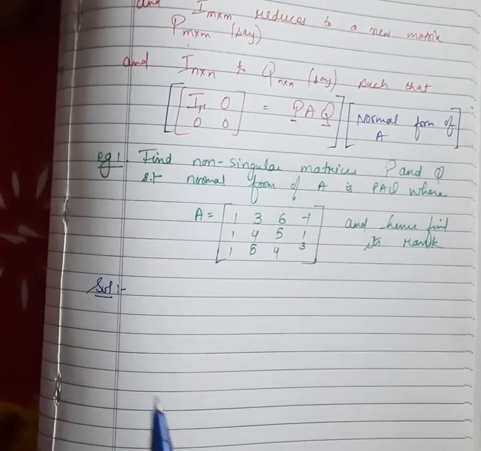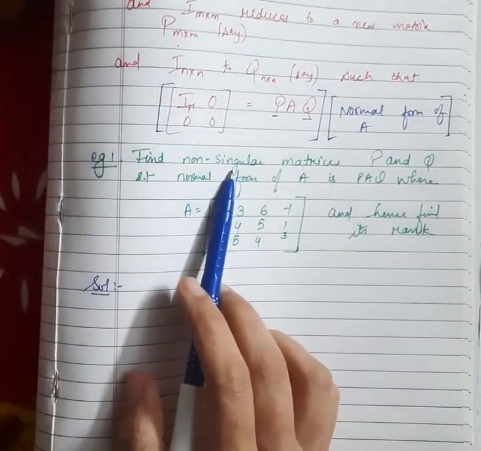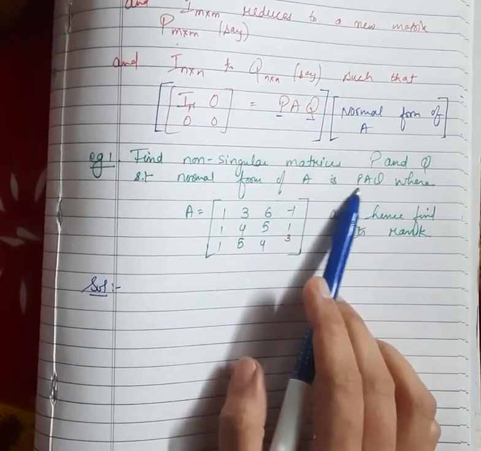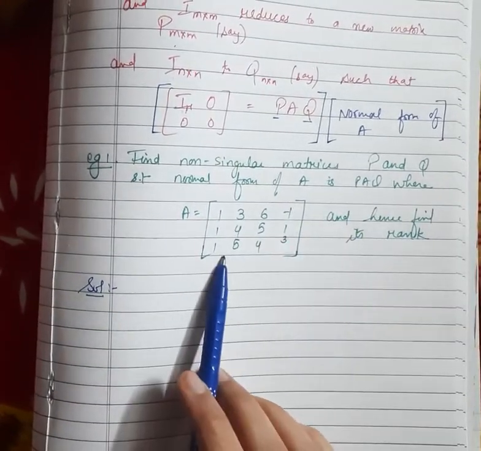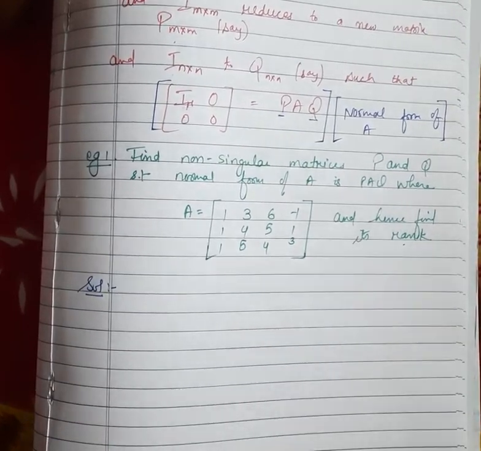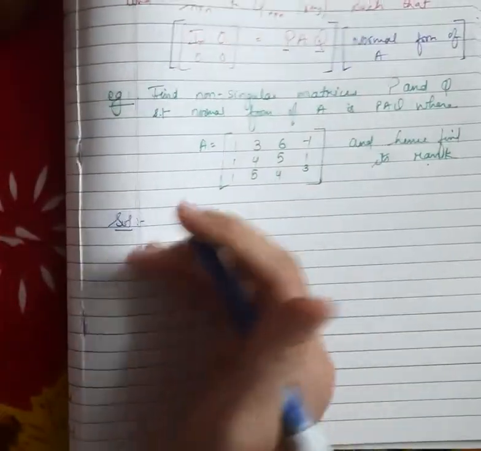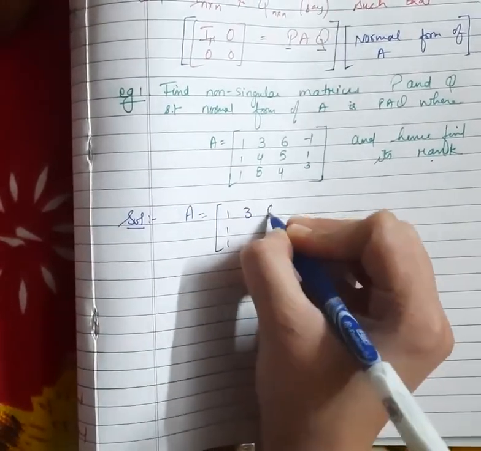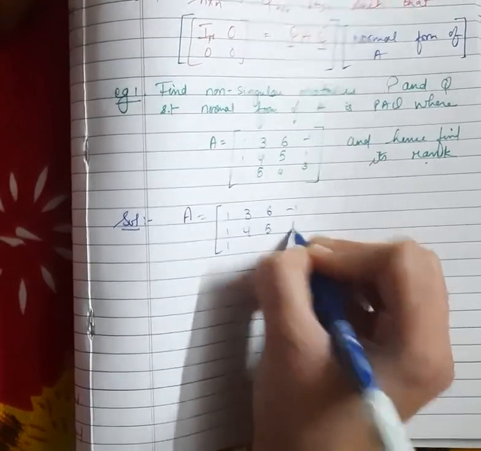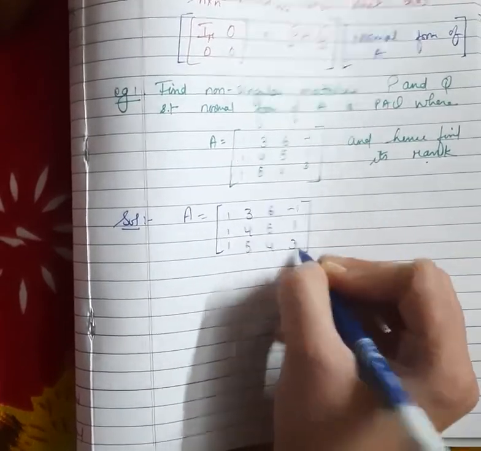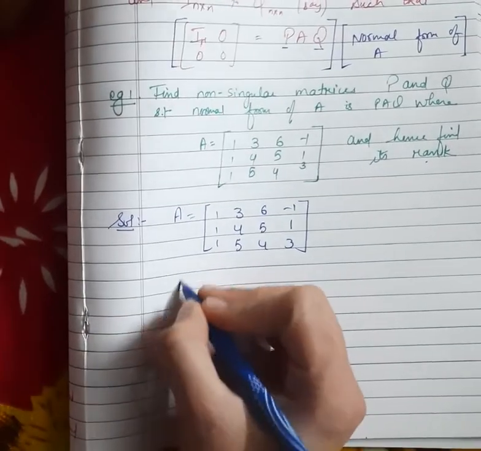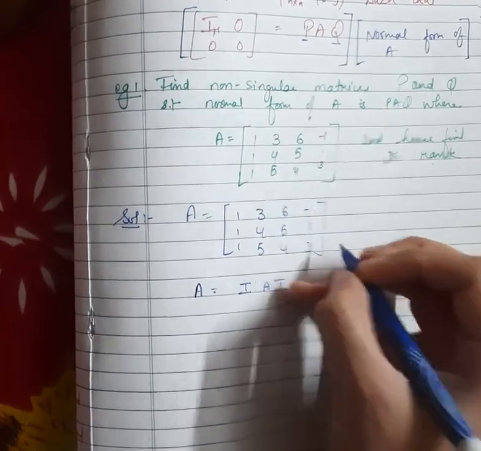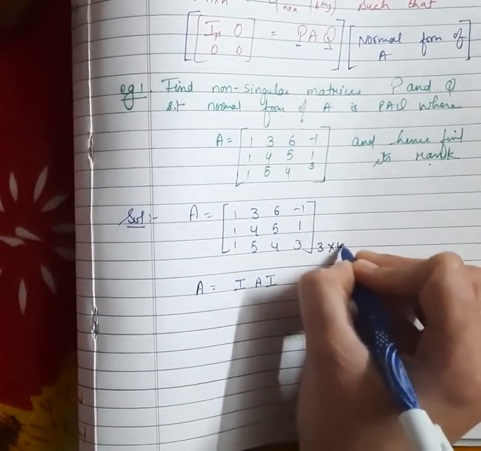Now let's have a look at an example. Find non-singular matrices P and Q such that normal form of A is achieved in the form of PAQ, where the matrix A is given as this, and hence we have to find out its rank. Now we are going to start solving this problem. Given A is equal to [1 3 6 -1; 1 4 5 1; 1 5 4 3]. Now we will write it in the form of A equals IAI. Now if you look at the order of this matrix, it is 3 cross 4.